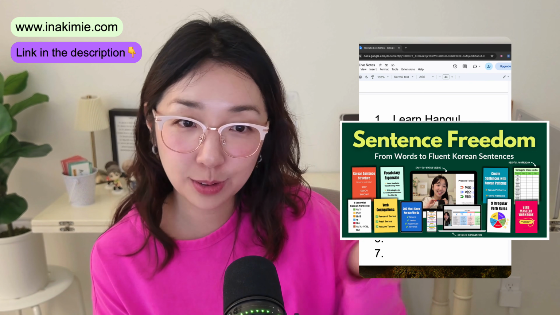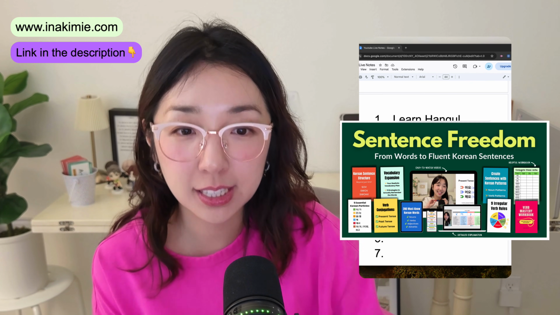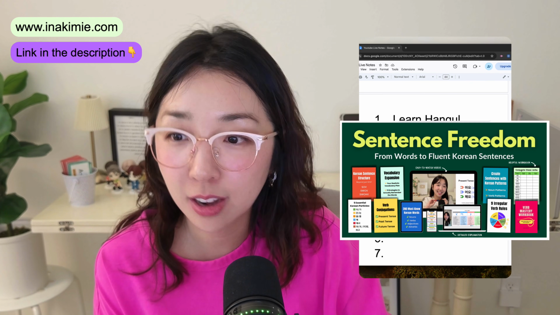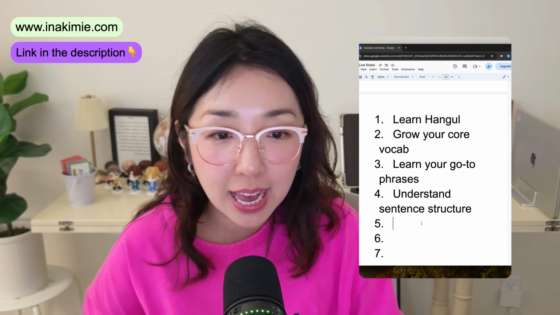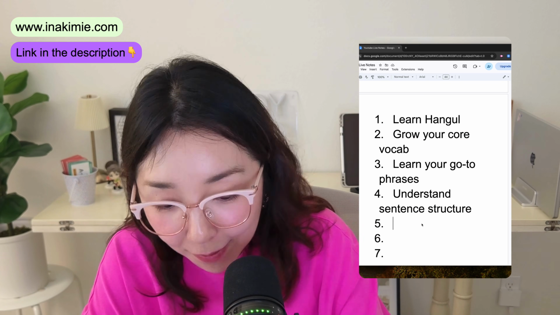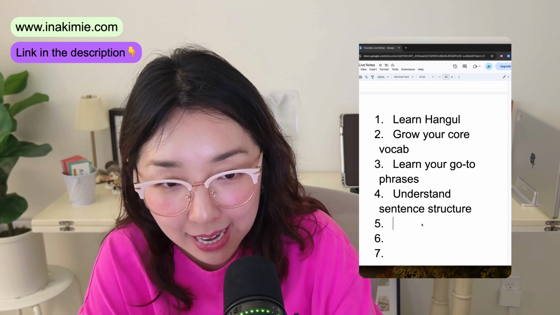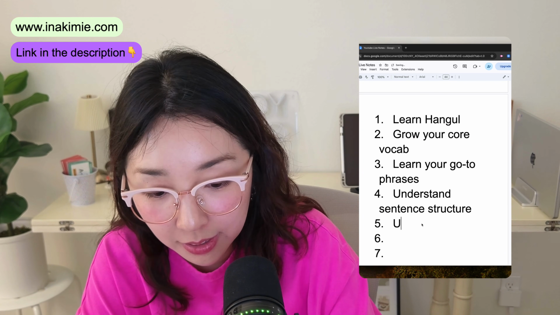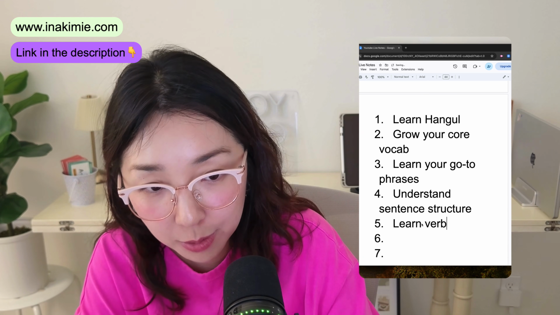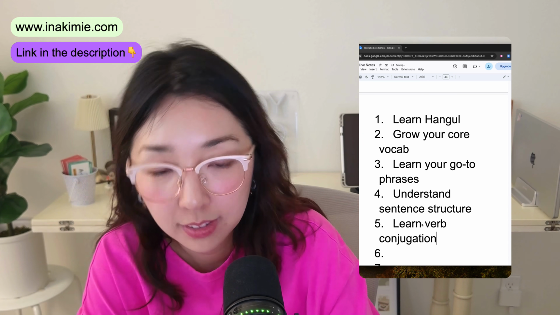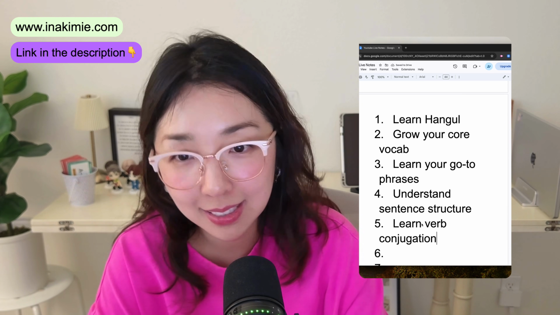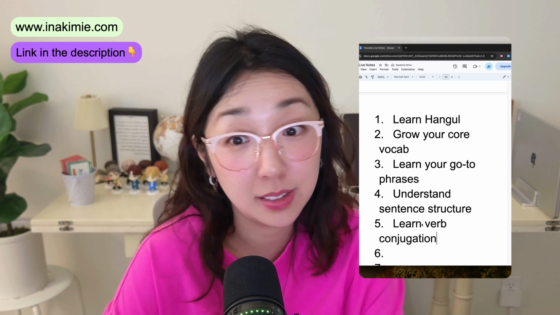Okay? Green and then yellow, lots of charts and conjugation of your verbs. And number 5, after you learn that, of course, the natural flow is to learn verb conjugation. As I just mentioned, present tense, past tense, future tense, that's your verb conjugation.